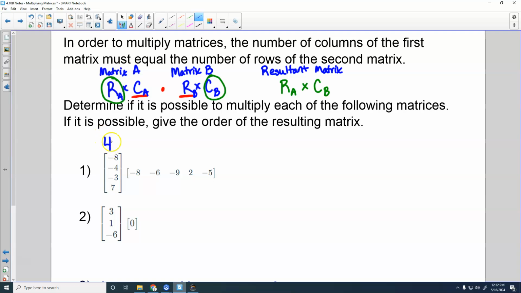4 by 1. Perfect. And Lucas, what is the order of the second matrix? 1 by 5. So we're looking at the columns of the first, rows of the second. Do they match? They do. So our resultant is going to have an order of 4 by 5. They can be multiplied together. The resultant is going to have an order of 4 by 5.